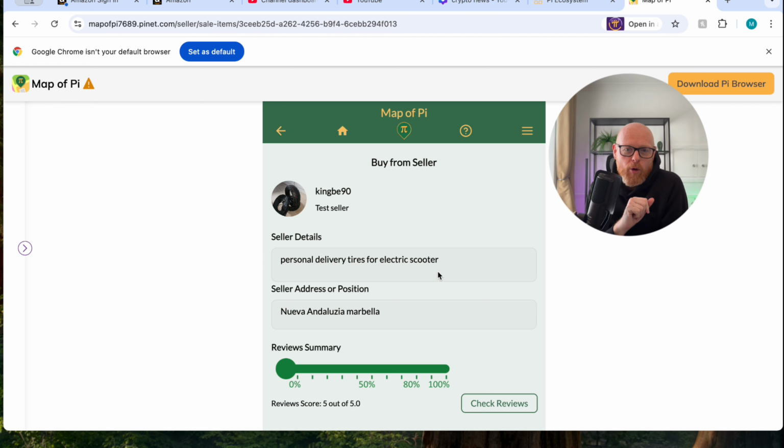So I should imagine this person has the ability to do that. Maybe they've got a scooter shop already and they've thought, you know what? I can deliver people's tyres for when they've got a problem. So I'm going to put it there. So fair play to that person. They have tried to come up with something that they can use the Pi Network coin for and add to the community. And I like that.